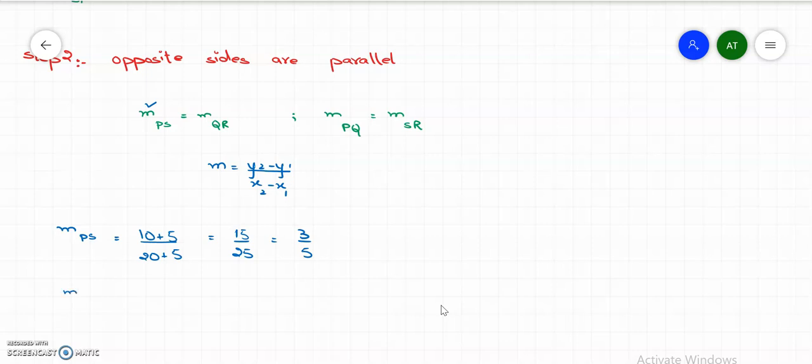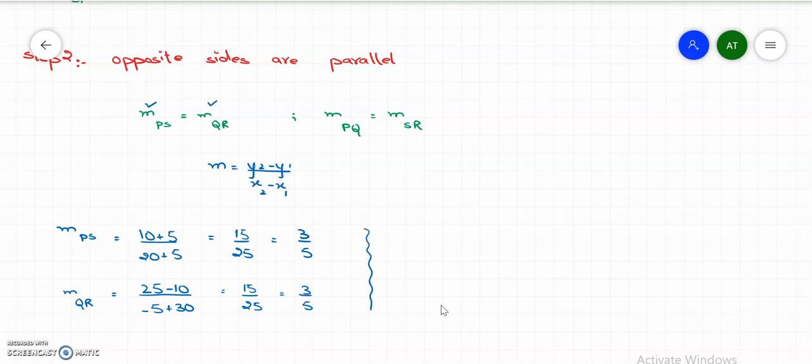Next, it must be equal to the slope of QR. So we name the Q coordinates as x1, y1 and R coordinates as x2 and y2, right? Now the slope, y2 minus y1, that would be 25 subtract 10, over x2 minus x1, that would be negative 5 plus 30. So again this is 15 over 25, and in the lowest form that is 3 by 5. So we can see that the slope of PS and the slope of QR are the same.